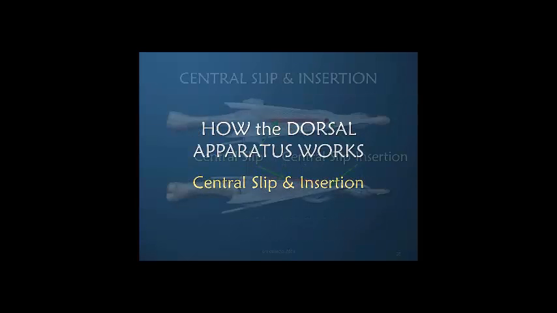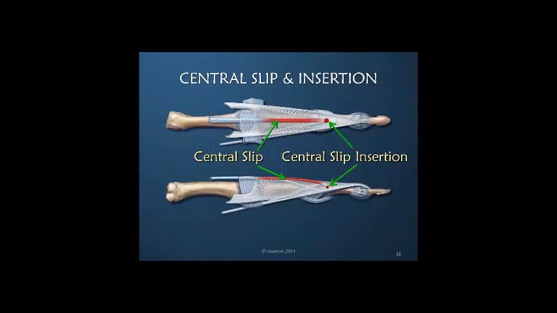The central slip and the central slip insertion. As we discussed, the central slip is the central portion of the dorsal apparatus, and it coalesces and ends with a specific insertion into the dorsal base of the middle phalanx.